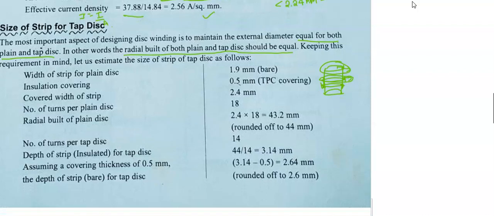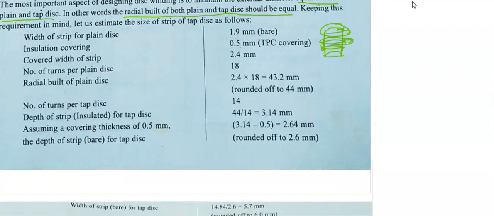Now we know the depth of the plain disc is 1.9 and insulating covering is 0.5 mm, so how much is covered with strip? Covered with strip is 2.4 mm with covering. And turns per plain disc is 18. So if you calculate, you will get 43.2, which is rounded up to 44 mm. This we are talking about as radial build. If you see in the top view, the radial build of the plain disc is 44 mm.